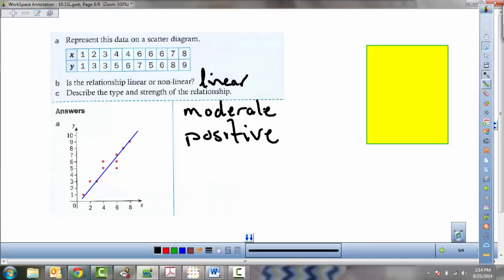Later on in one of these sections, we'll look at how to more precisely define this, but I'm calling it moderate because some of these points are a little bit far away from this line that I drew in, but in general, they're pretty tightly packed, resembling this line. So we've reached the end of this section. You should be able to identify what data has correlation and which doesn't, and also be able to classify it into strong, moderate, weak, positive, and negative, or no correlation whatsoever.